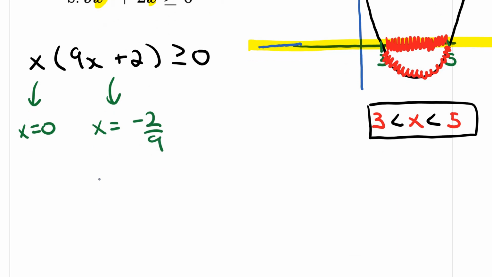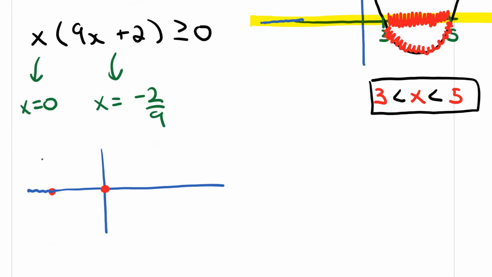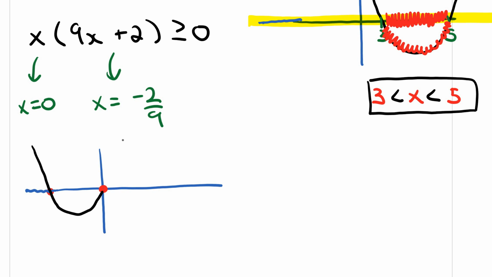If you had to quickly graph that, here is 0, and here's about negative 2 over 9. Looking at this graph, it opens up, so the graph is going to look like this. Once again, if you can't sketch this really quickly, it's totally fine. Just go onto Desmos and type it in. Now, greater than 0 means when are you above? Here's the line 0, and this question wants to know, when is this graph above that yellow line? Well, this part is above, and this part is above as well.